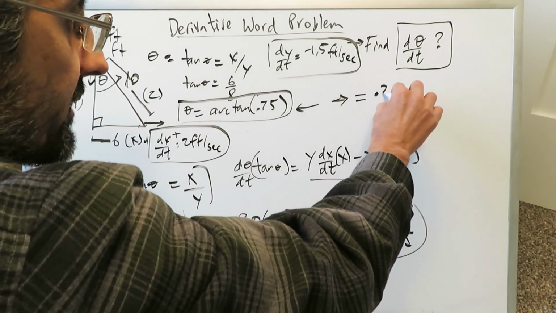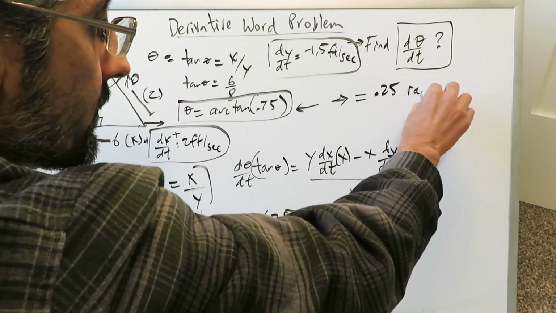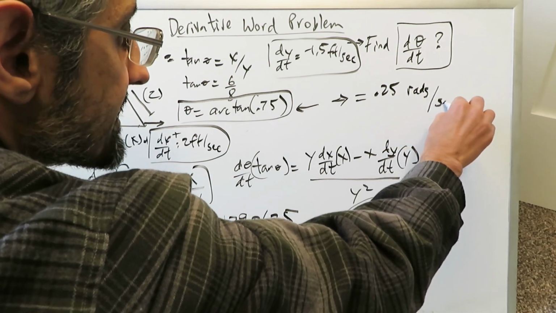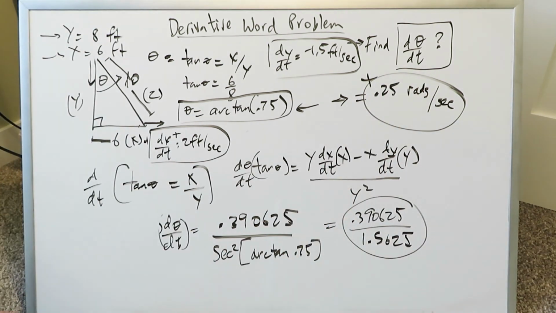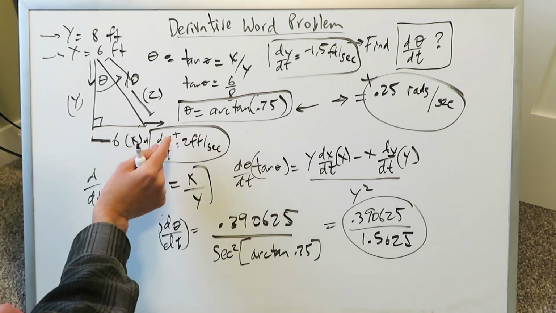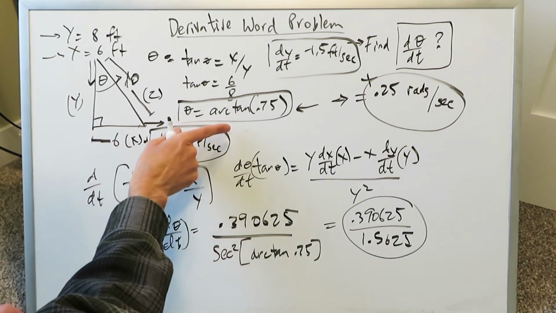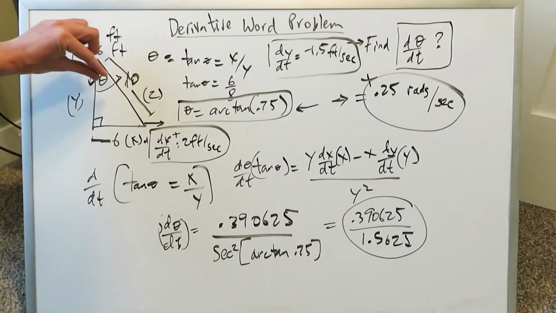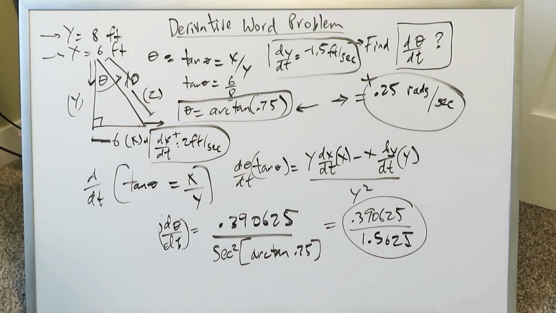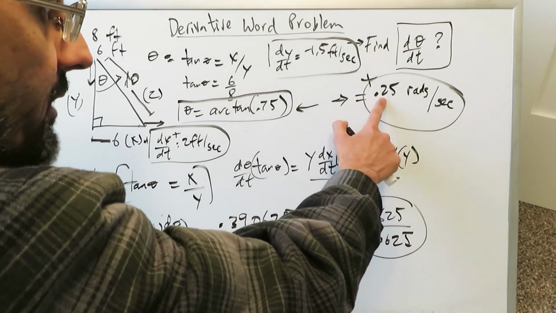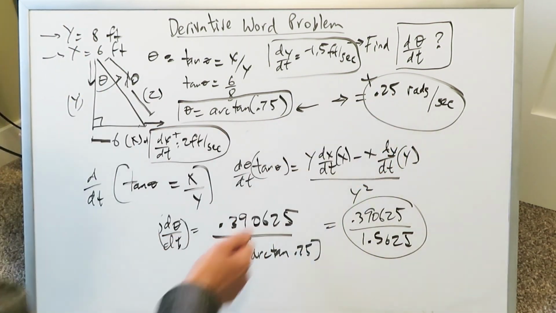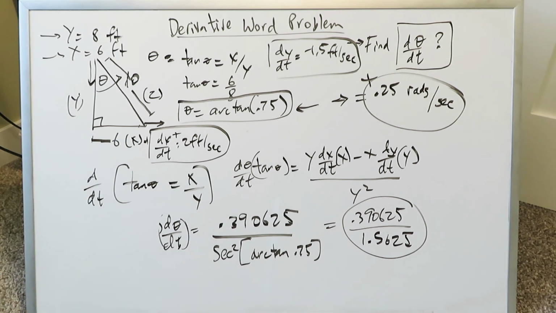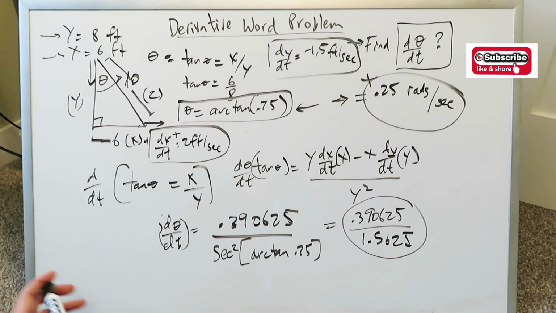But what does this 0.25 mean? It means 0.25 radians per second is the change in this angle, and it's a positive value, which means as the wooden plank slips away from the wall and goes towards the right, everything drops down. This angle will get larger in terms of a positive value here of 0.25 radians per second. The angle theta will get larger by 0.25 radians per second, and our answer has been done. The question is completed and the derivative word problem is successful.